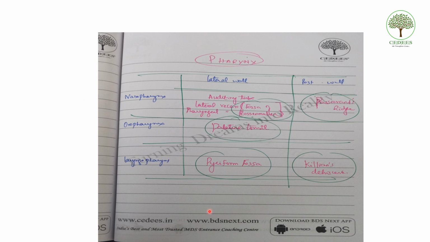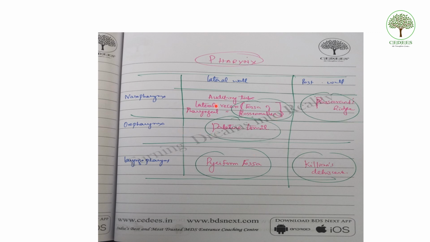So these are some important notes of the pharynx. In the nasopharynx, the posterior wall contains Passavant's ridge, which is important for closing the nasopharyngeal isthmus. In the lateral wall you have the opening of the auditory tube and the fossa of Rosenmuller, which is also called the lateral recess or pharyngeal recess. The fossa of Rosenmuller is the common site of origin of nasopharyngeal carcinoma.